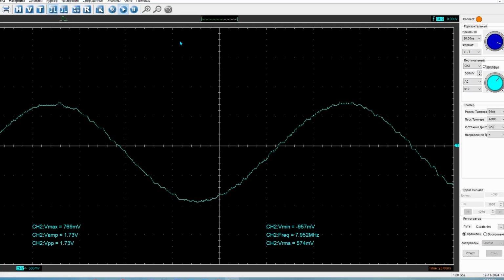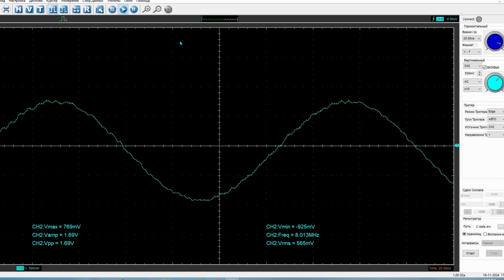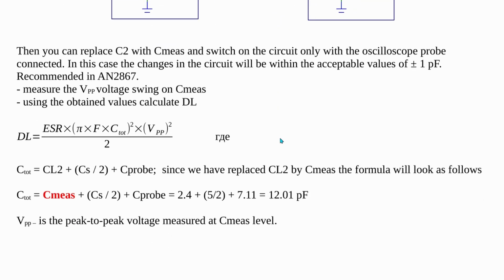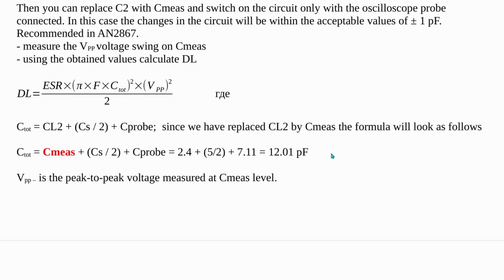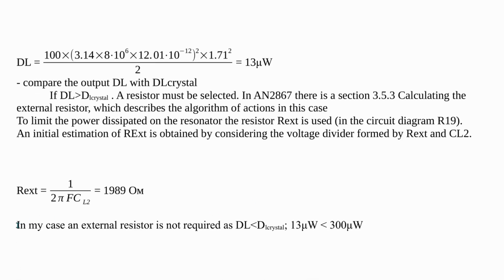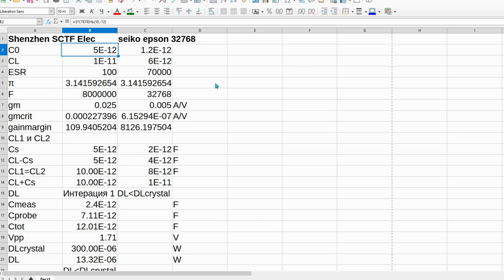VPP, the peak-to-peak voltage measured at C mesh, is 1.71 volts. Now we only need to perform a few calculations. Substitute the obtained figure into the formula and get the desired drive level of 30 microwatt. Now it is necessary to compare the obtained driving level of the circuit with the driving level of the crystal. 13 microwatt is less than 300 microwatt. All the shown calculations I also carried out in LibreCalc tables.